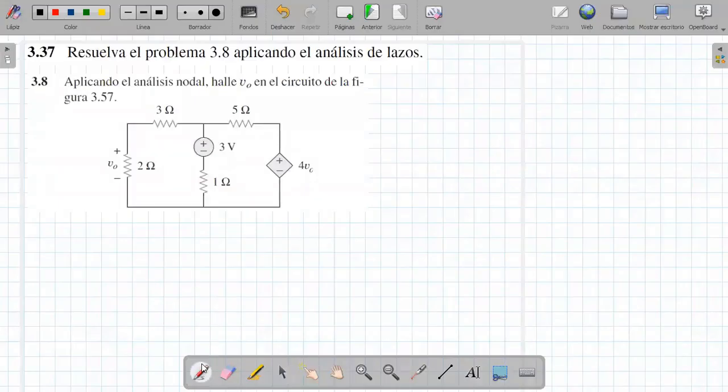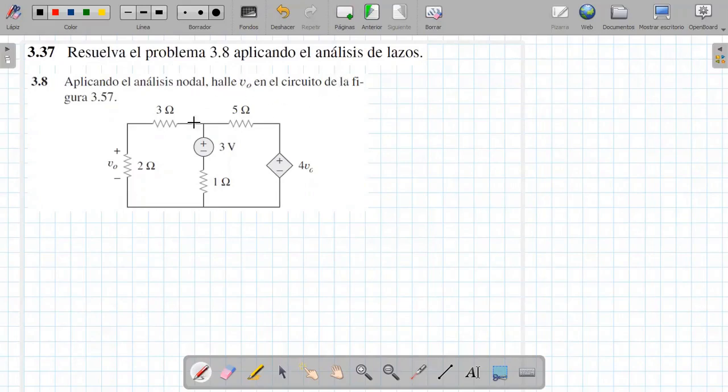Good morning, colleague. Today we are going to solve exercise 3.37 from the Sadiku Electric Circuit Fundamentals book. In this exercise, it tells me to solve exercise 3.8 by applying loop analysis. In exercise 3.8, they asked me to determine a voltage V sub 0 through nodal analysis.